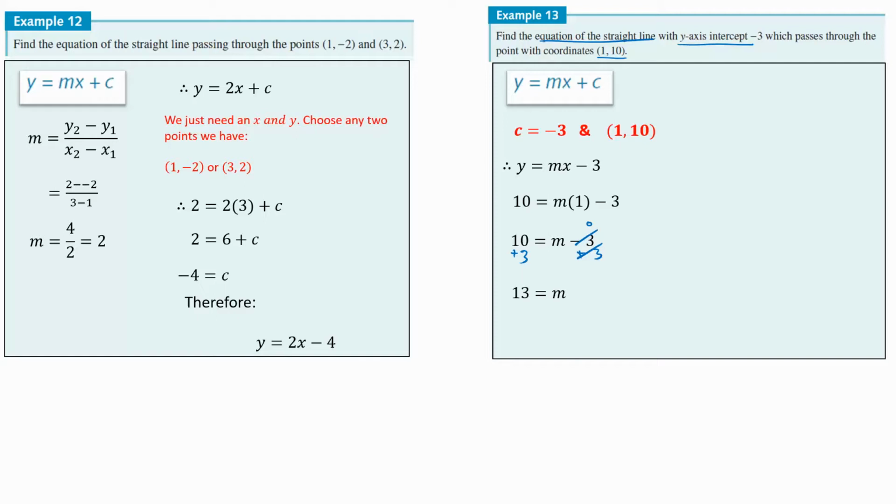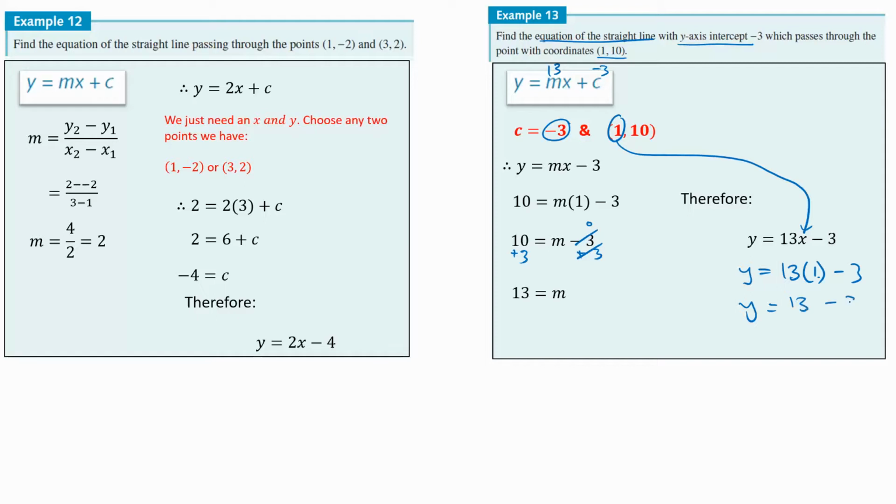So now I know the gradient. If I know the gradient is 13, and I know the c, which they told me from the beginning was minus 3, I've got myself an equation where y equals 13x minus 3. Okay? And you can test if this is true, because if you substitute 1, apparently the answer should be 10. So 13 times 1 minus 3. Let's see if y does equal 10. So 13 times 1 is 13 minus 3. Y equals 13 minus 3. Yeah, there you go. See, it makes sense.